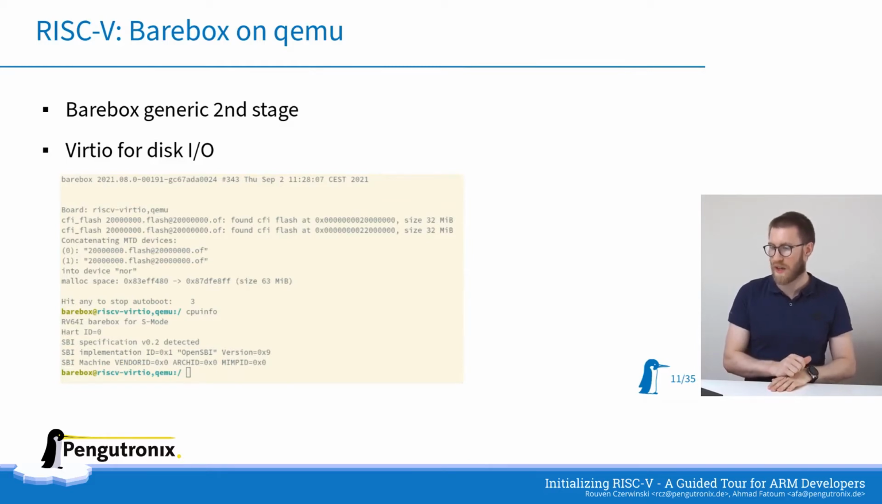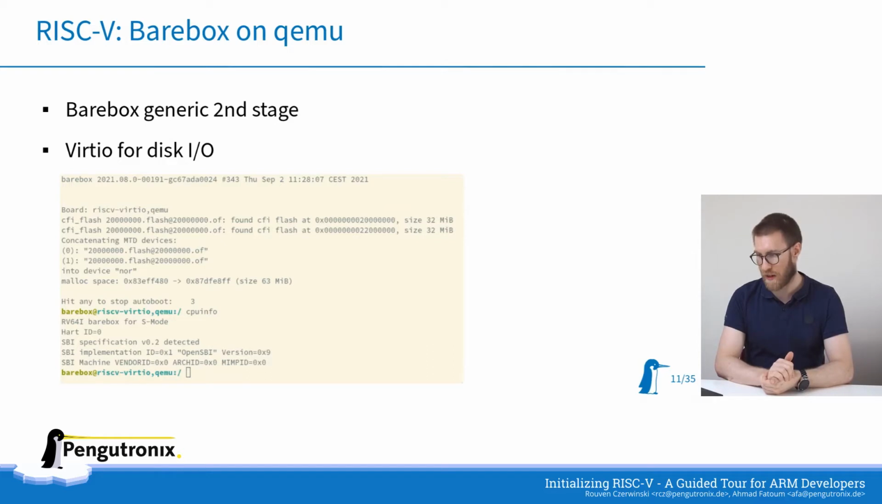We can see on the slide that Barebox provides a so-called Barebox generic second stage, which is really, really useful. In this case, Barebox pretends to be a Linux kernel, so it can be started from any other bootloader which implements parsing of the Linux RISC-V kernel header. And then we are using virtio for disk I/O.